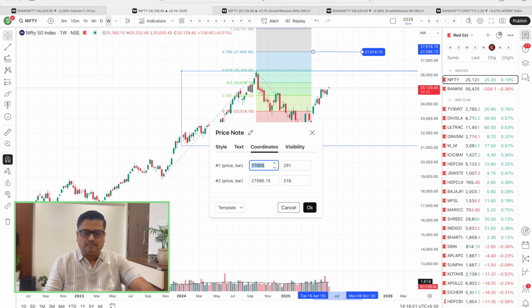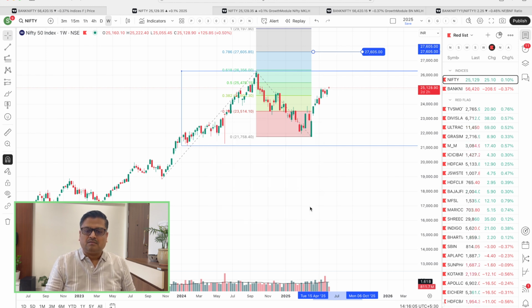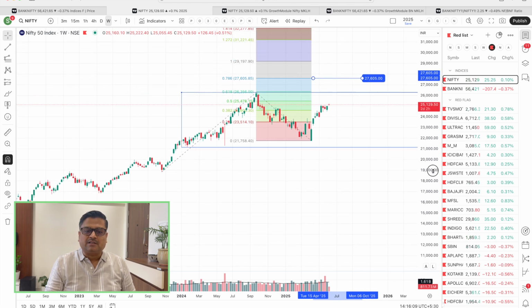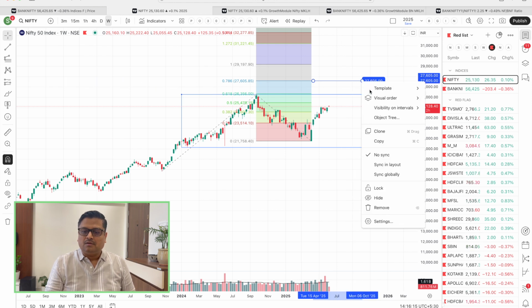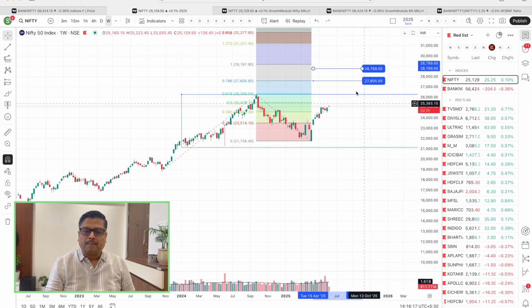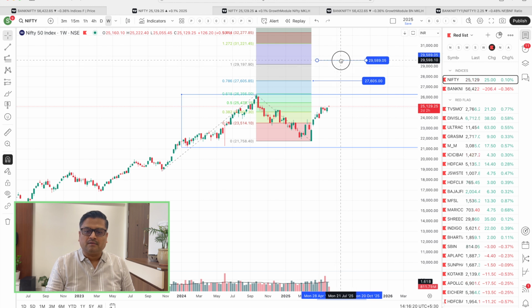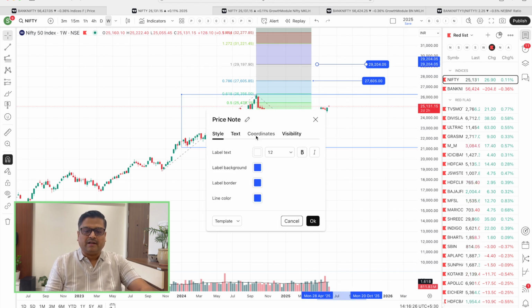27,605. So this is one of the targets that I have calculated. Now the second target as per this method would be around 29,000. So let's clone this, plot it at a higher level.